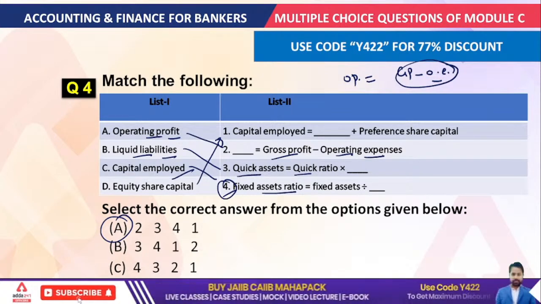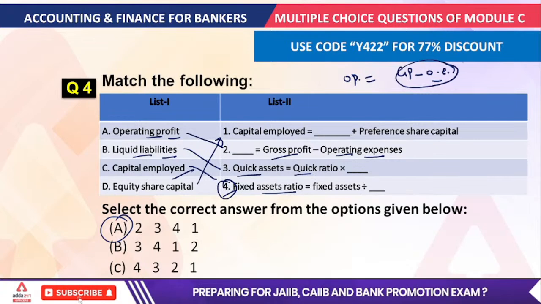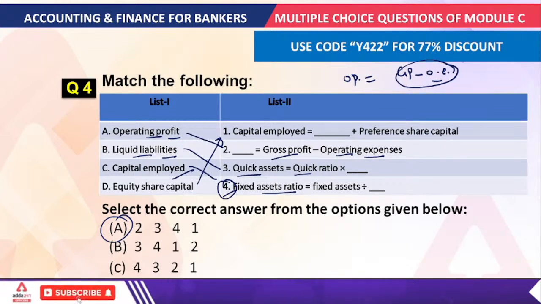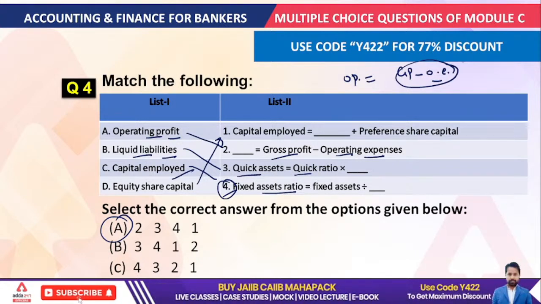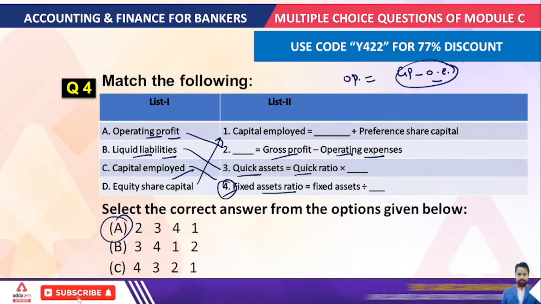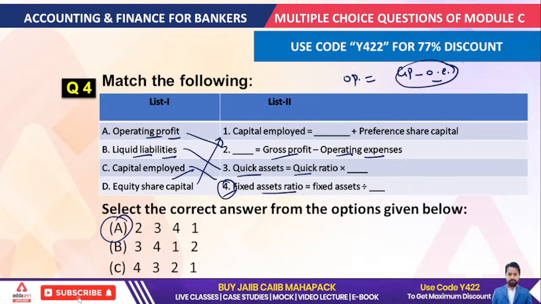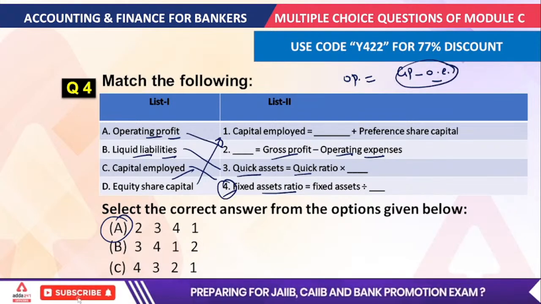Okay, so when we talk about the operating profit, that is equal to the gross profit minus operating expenses. And when we talk about liquid liabilities, the formula is given here: the quick ratio is equal to quick assets divided by the current liabilities, or you can also say liquid liabilities. In accounting we actually assume the quick liabilities are equal to the current liabilities. So do not be confused by this term in the examination, right?